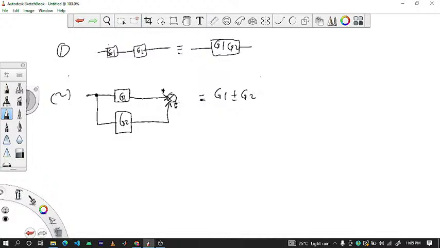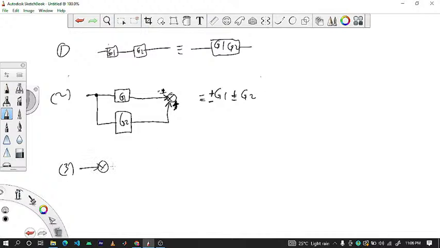Be careful about what is here. I personally usually make mistakes with that, so be very careful with that side. If it was a minus, it would have been minus. Here too it can be anything, plus or minus. You just find their algebraic sum. That's all. The next one is feedback.